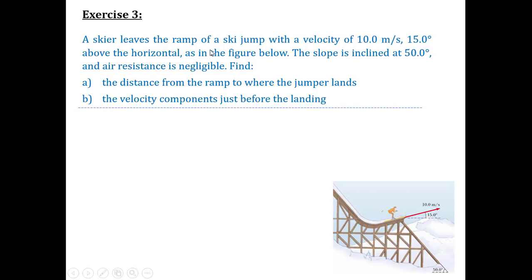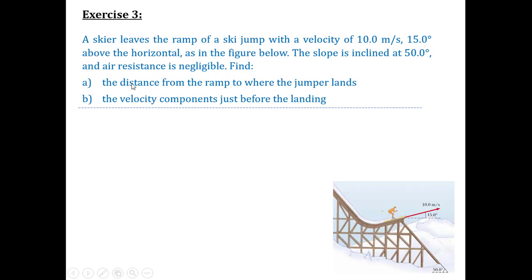So a skier leaves the ramp of a ski jump with a velocity of 10 meters per second. This is the initial velocity. مثل ما نكون شايفين, this is the initial velocity 10 meters per second in this direction, 15 degrees above the horizontal. The slope is inclined at 50 degrees. قصدا عن هيدا الانجل, هيدا slope. The slope is inclined at 50 degrees and air resistance is negligible.